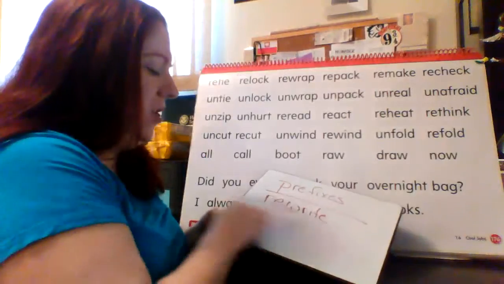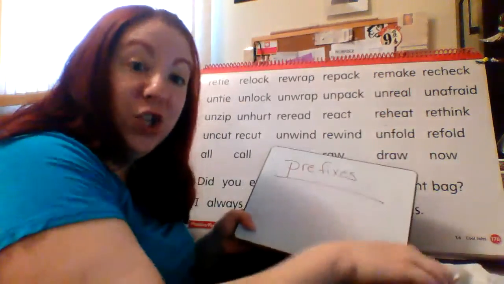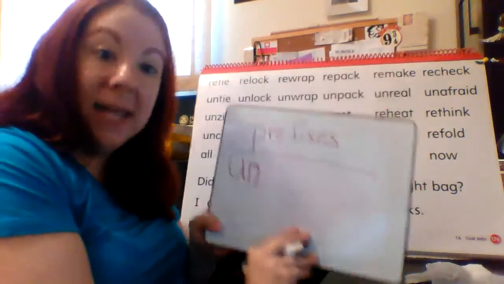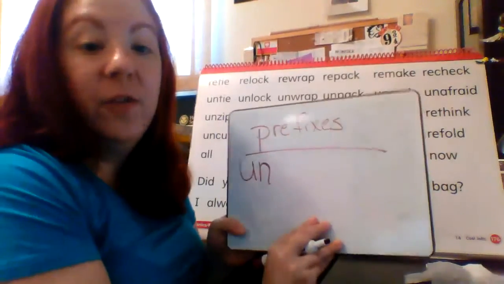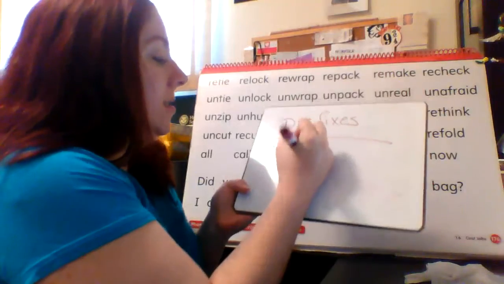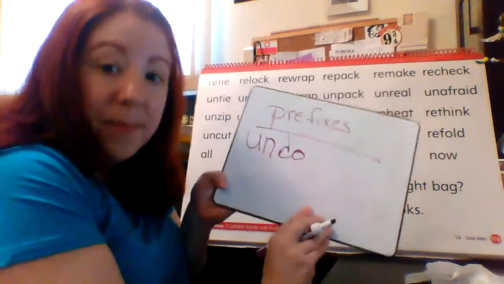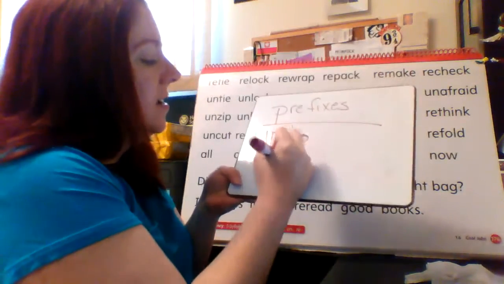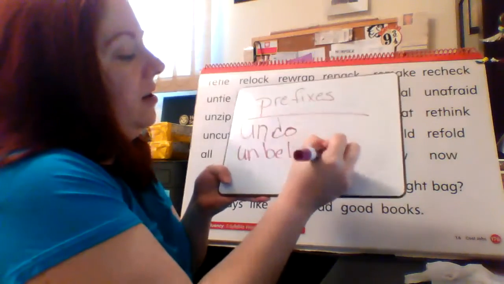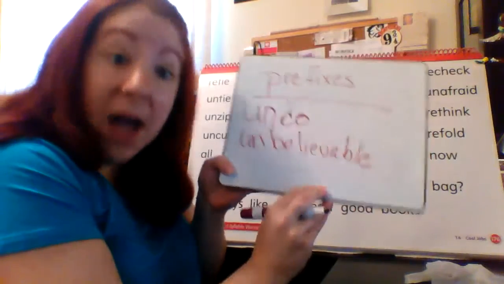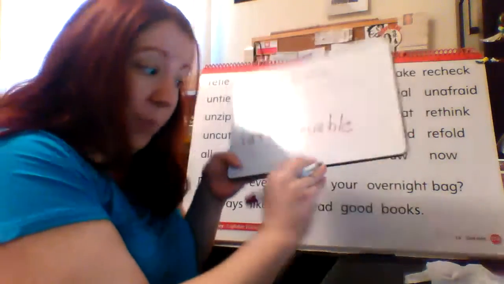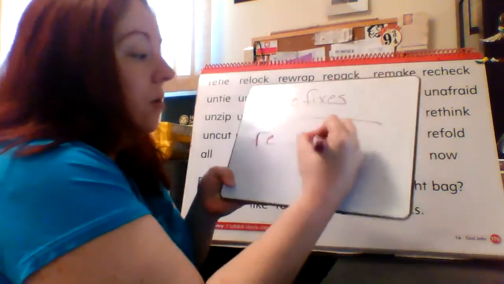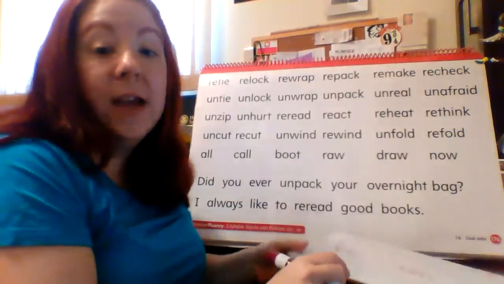Now the other prefix that you're going to see this week is UN, like un. And what that means is it's not, or it could be the opposite of what it is. So if you said undo, it's the opposite of what you're going to do. Or if I said unbelievable, it's a long word. That means it's not believable. It's unbelievable. Okay, so let's look at the words that you have. Remember, they're going to have re for again, or un for either not or the opposite of what it is.